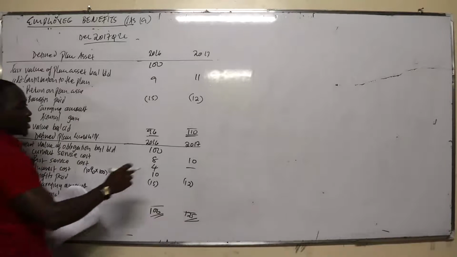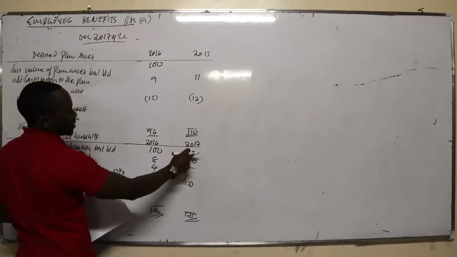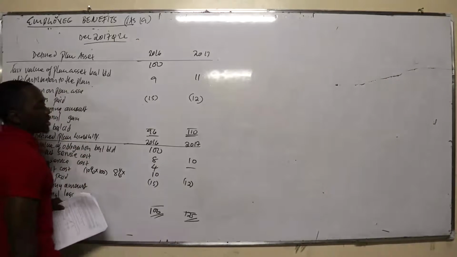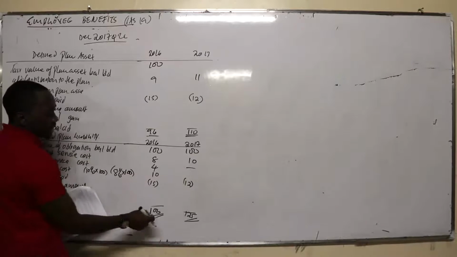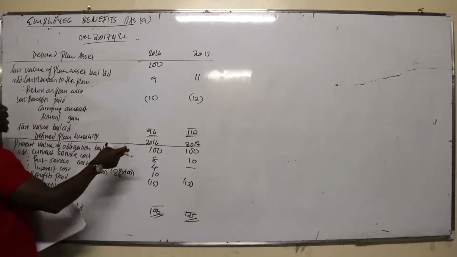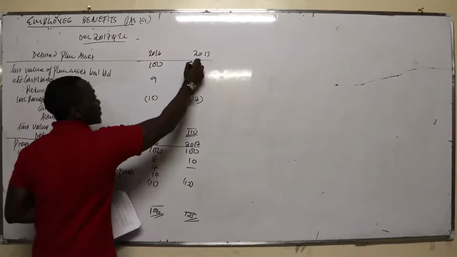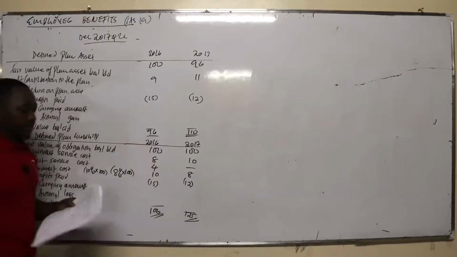How much is the balance brought down here? Are we given? How much is the balance brought down? Good, 100. The balance carried down for 2016 becomes the opening balance for 2017. The same for the assets: 96 becomes your opening balance. So here you get 8.